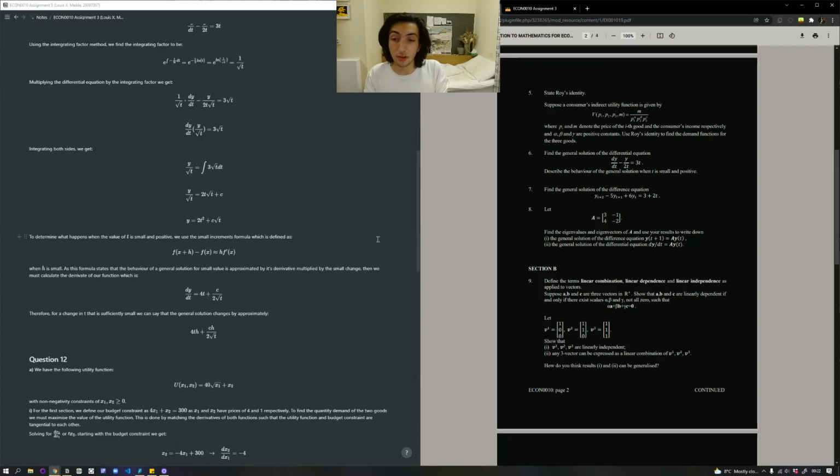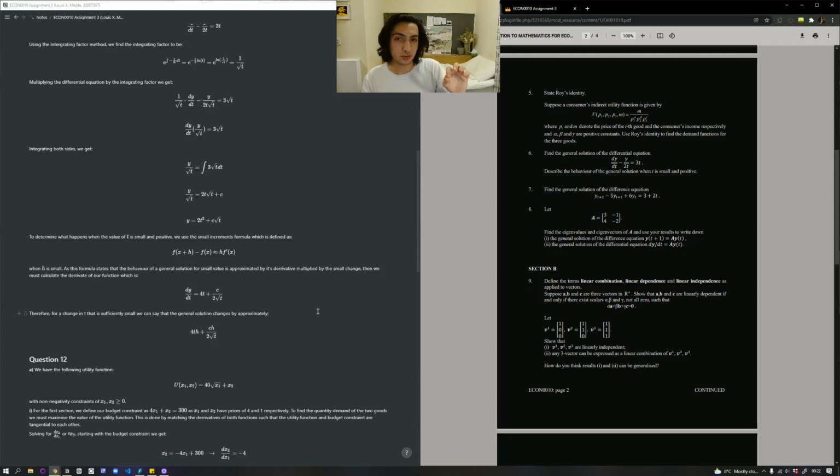So for any small change, we're going to experience approximately the same change if we multiply the derivative of the function by the change itself. So we get the derivative of our general solution, which is found to be (4t plus c) over 2 root t, and then we multiply by h. So for a change in t that is sufficiently small, we can say that the general solution changes by about (4t plus c)h over 2 root t. That's about this small enough change.